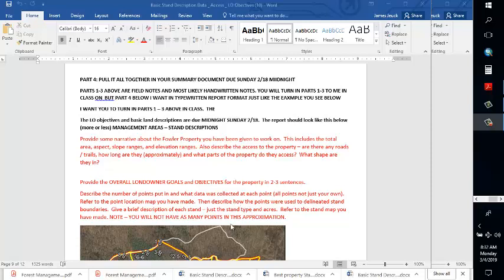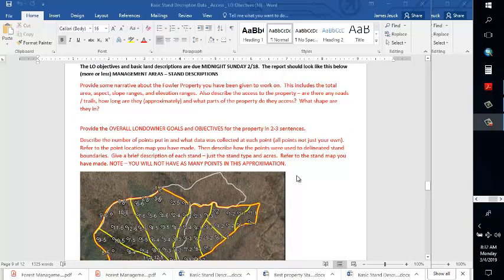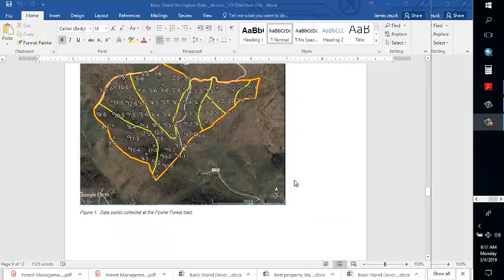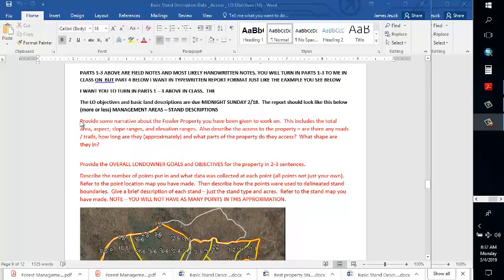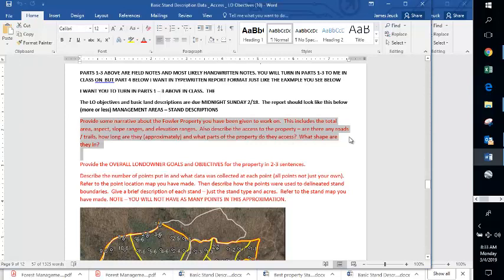The other part that was supposed to be turned in by now were these basic descriptions of each stand that you did in silviculture last semester. You did that as a group, and now you're doing it on your own for each of your properties, or for each of your stands. What I asked you to do is provide a narrative of the property that you're working on. It's going to be an overall description of the property, the access to the property, who the landowner is, and whatever history you could add. So just a whole number of different things.